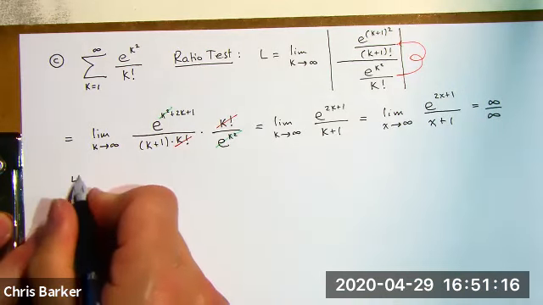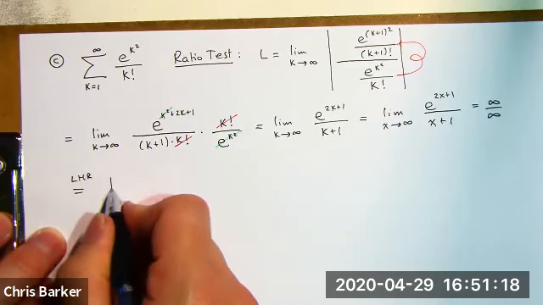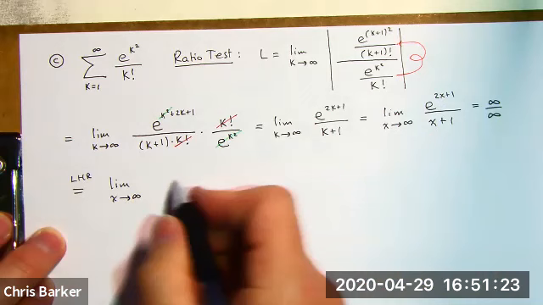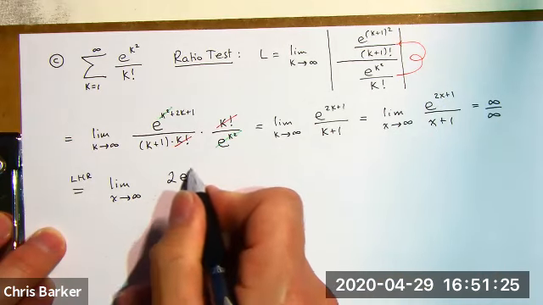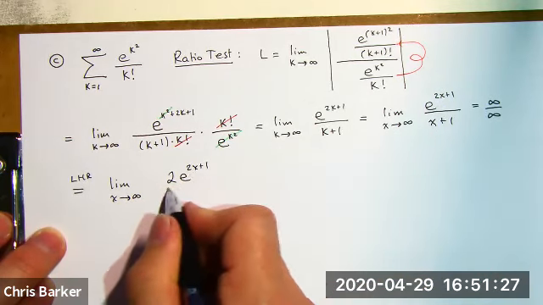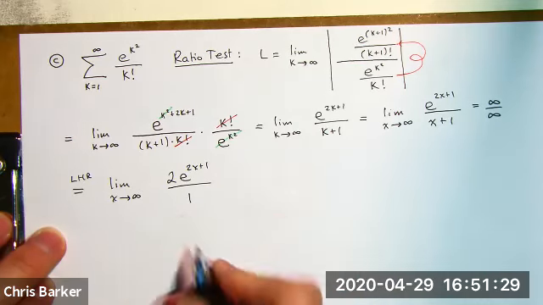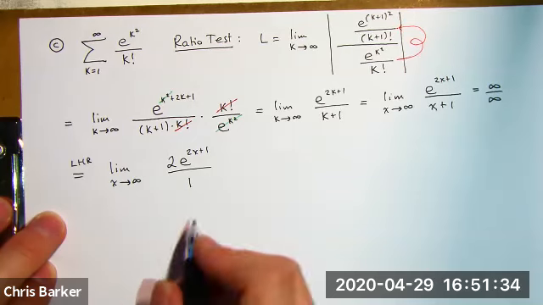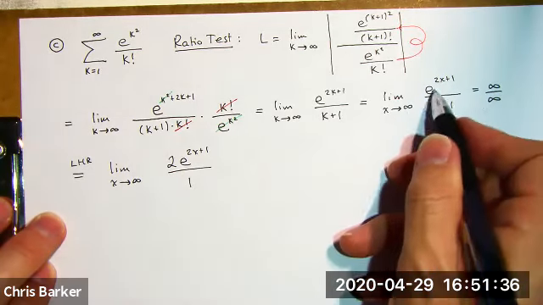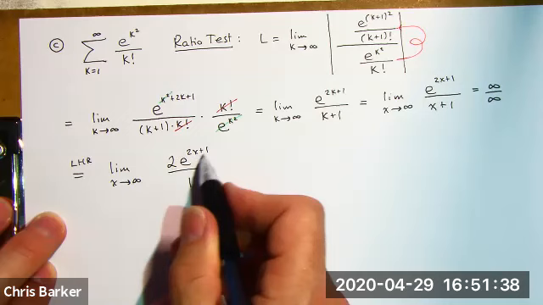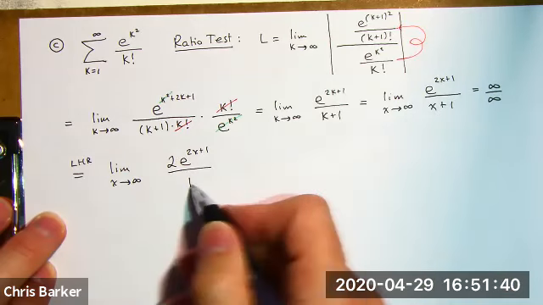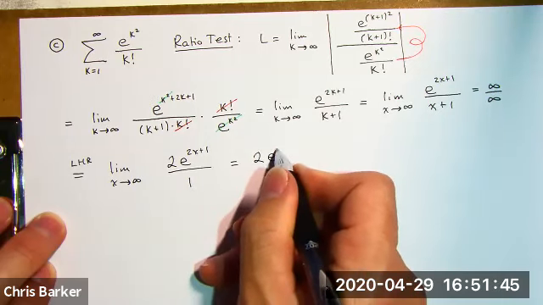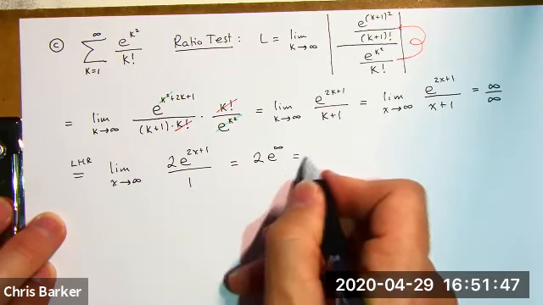So we apply L'Hopital, and we get the limit as x goes to infinity of the derivative of the top, which is 2e to the 2x plus 1, over the derivative of the bottom, which is 1. So the derivative of this is the chain rule. That's where that 2 is coming from. It's the derivative of the power, and then the derivative of this is just 1. Now put infinity in again, and we get 2e to basically the infinity, so that's infinity.